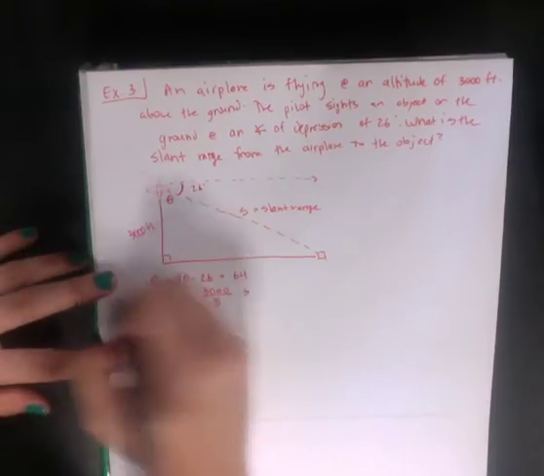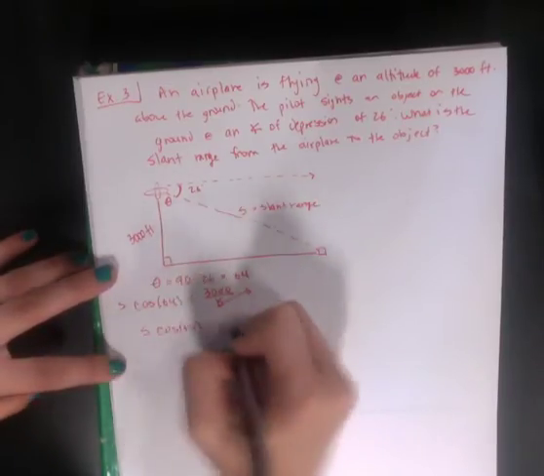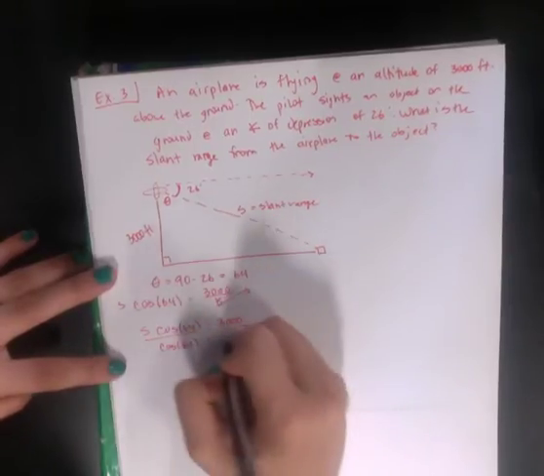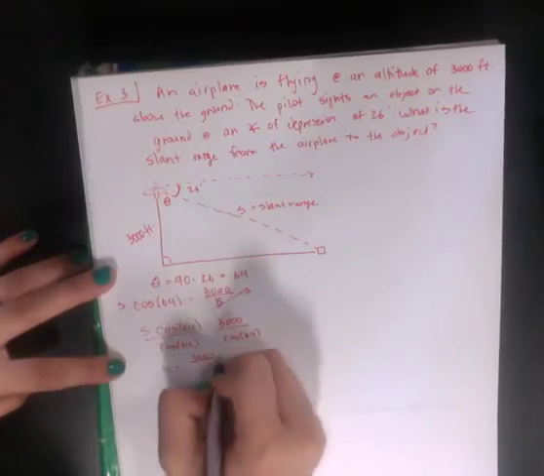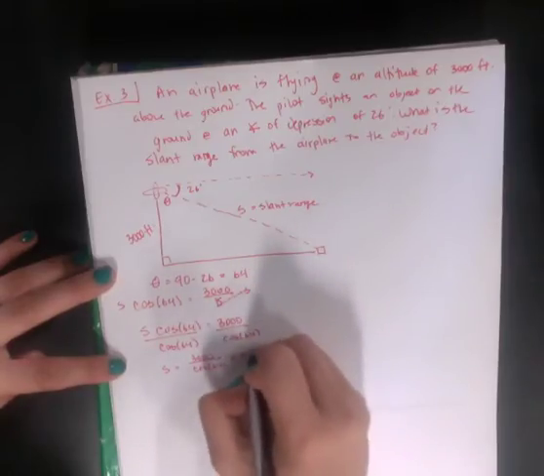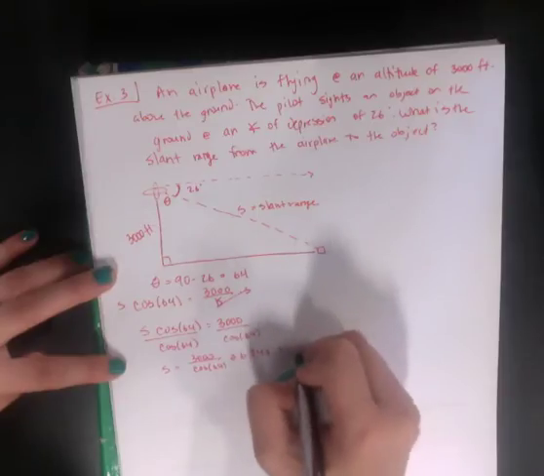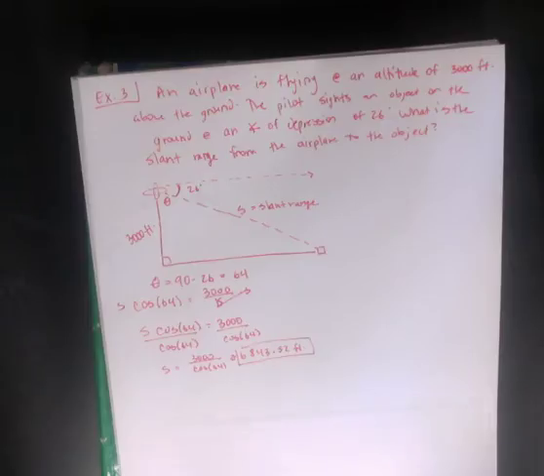Multiply both sides by s. So I get s cosine of 64 is 3,000. Divide by the cosine of 64. So s is 3,000 over the cosine of 64, which gives me approximately 6,843.52 feet. That pilot has very, very good eyes. Okay?